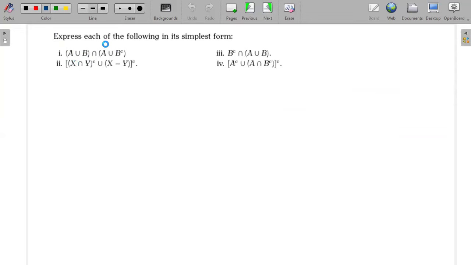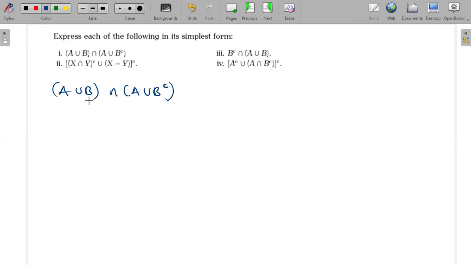So the following says express each of the following in its simplest form. So here we are going to use the laws of sets which we've learned. So that is the distributive laws, associative laws. We use De Morgan's laws in order to simplify these sets. So the first one is A union B intersection A union B complement.